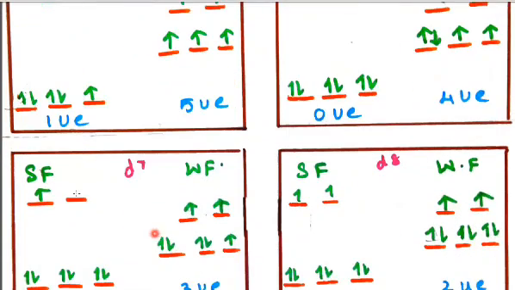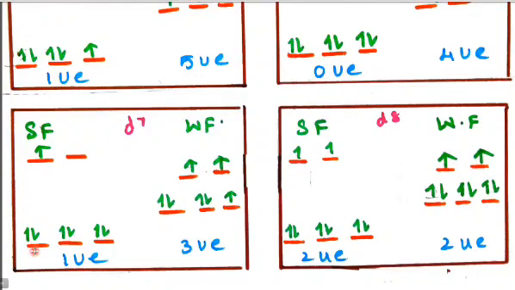Then we come across d7. Strong field and weak field. In strong field, this is lower energy and this is higher energy. t2g is lower energy, and the gap is very large. So 7 electrons are filling 1, 2, 3. Here pairing takes place. So 4, 5, 6, and the 7th electron only goes to the higher energy eg. So we have only 1 unpaired electron.